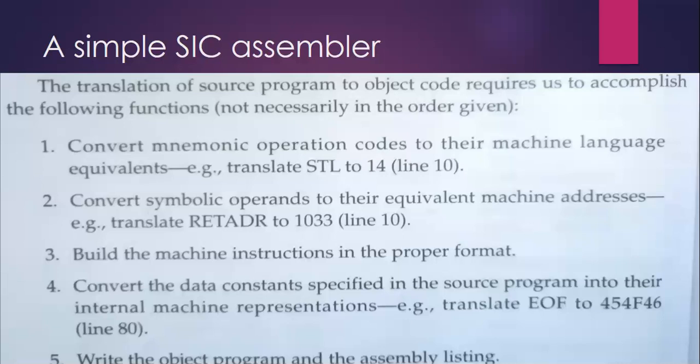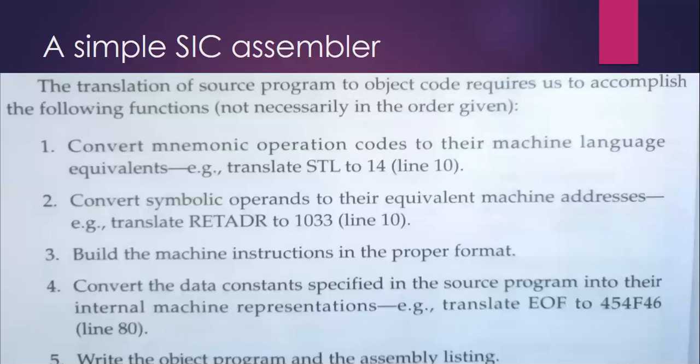Then the fourth step is to convert the data constants specified in the source program into the internal machine representation. Example, EOF, which stands for end of file. If you are reading a file and you reach the end, we set a code called EOF, which is nothing but the end of a file. Such constant words are used in our assembly language. In previous lectures we were using constants like 5, 0, 1, but this is not of such type. These are inbuilt constants which you use in your assembly language.